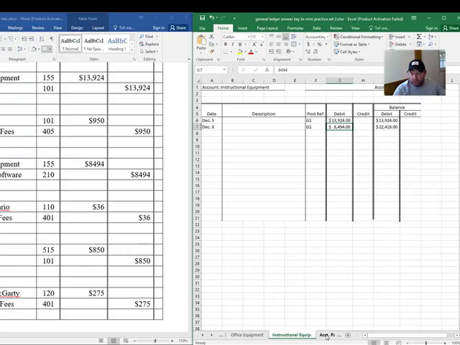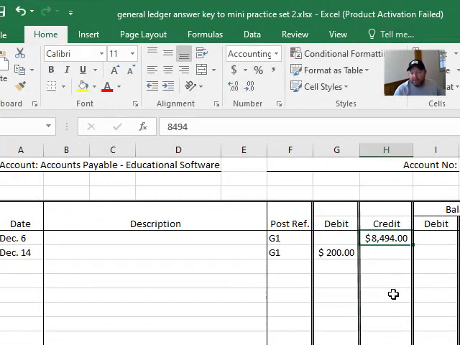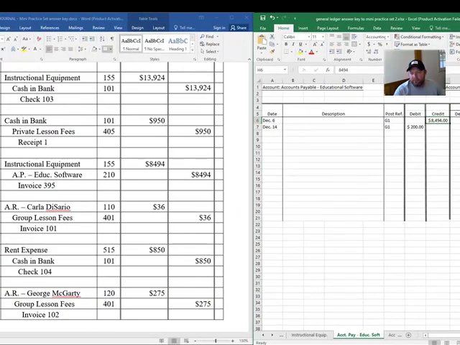Okay, so let's move over to liabilities. All right, so now here we are in liabilities, account number 210. That's accounts payable to the educational software company. That's the transaction we just dealt with. The educational software company is owed $8,494. The normal balance side for a liability is the credit. So our balance is going to occur on the credit side. Page 1 of the general journal.